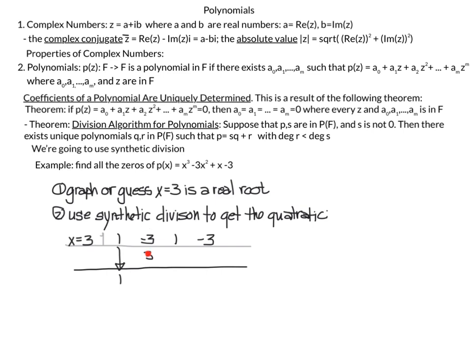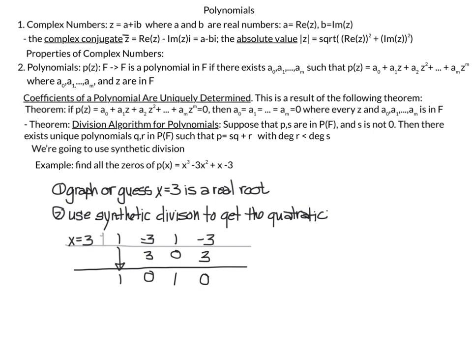We're going to add these two numbers. Minus 3 plus 3 gives us 0. And then next we're going to do 3 times 0 is equal to 0. Now we're going to add these two. 1 plus 0 is 1. Now we'll do 3 times 1 is equal to 3. And minus 3 plus 3 is equal to 0.